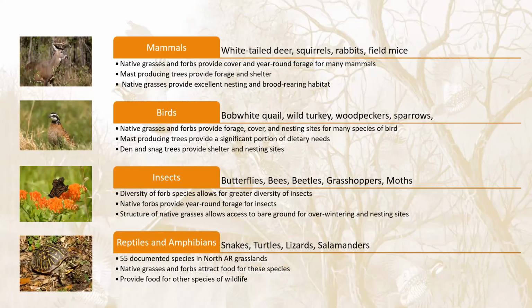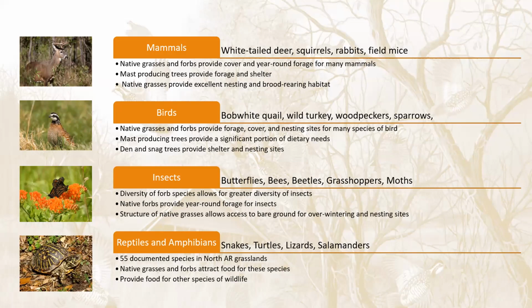So now let's take a look at some of our wildlife that utilize grasslands for either all or part of their life cycle, and how it is that our grasslands provide for these needs. Let's start with our mammals. Common mammals you might find within our grasslands include white-tailed deer, squirrels, rabbits, field mice, etc. The native grasses and forbs that make up our grassland are responsible for providing that forage, for providing the nesting and brood rearing and escape cover that these species require. The woody growth, the native shrubs, and the mast-producing trees like our oaks also provide significant forage for these species.